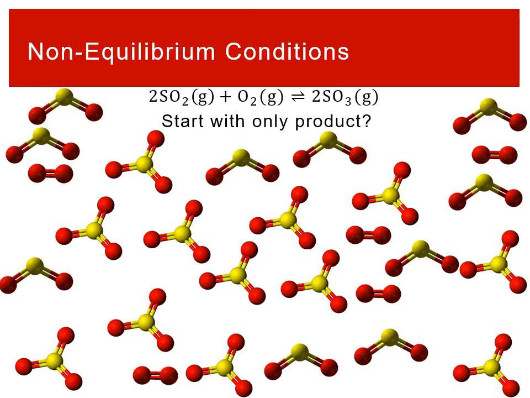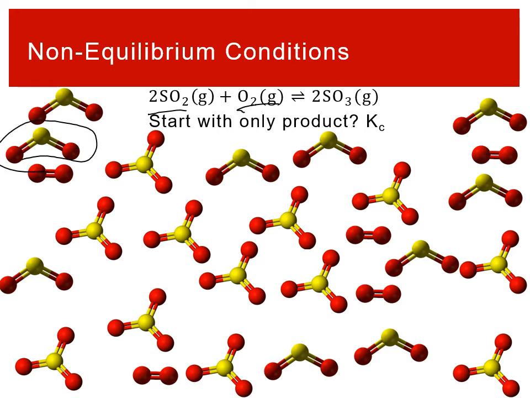I'll make more and more reactant until equilibrium is reached. That same ratio determined by Kc will be where I get my SO2 and my O2. Right? I will eventually end up with some reactant molecules. Relative to starting with only product, I now have more reactant present. But the equilibrium is the same. That ratio is still defined by the same Kc value.